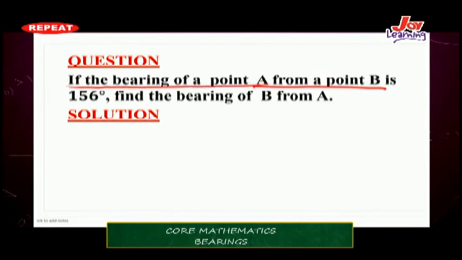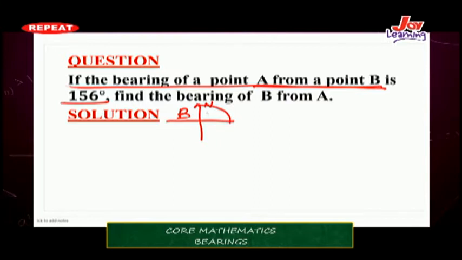If the bearing of a point A from a point B, from what point? From a point B, meaning I have to start from B. So you draw your cross, your north, south, east, and west, the cardinal points of the compass. I will draw it here. And this is my point B. This is the north of the point B. Then I start reading the bearing 156 from the north in the clockwise direction.